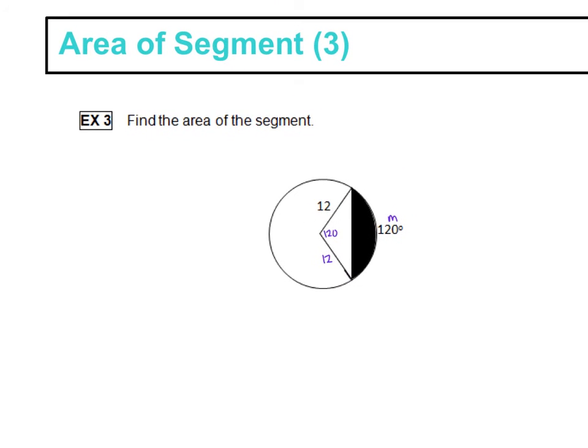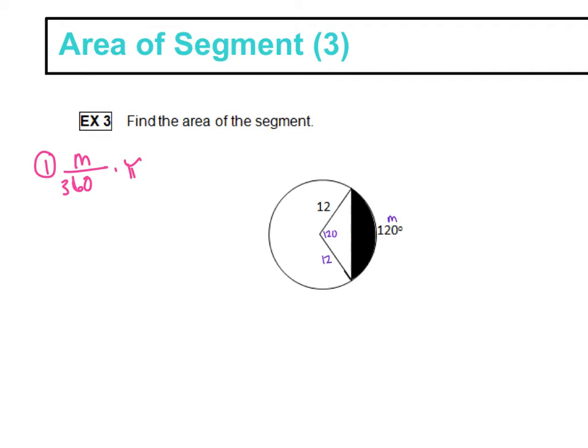All right, finding the area of a segment, starting off with step 1. First thing you find is the area of the whole sector. So you take your, I'll write it out, m over 360 times pi r squared. So the measure of our arc is 120 degrees over 360 times pi times the radius, which is 12 squared.